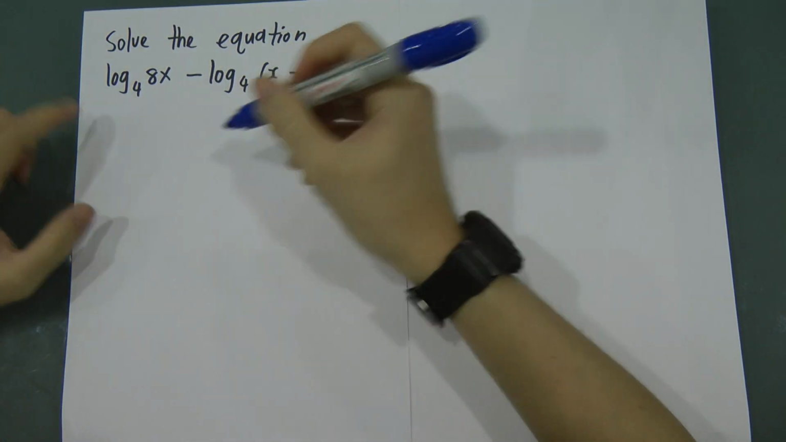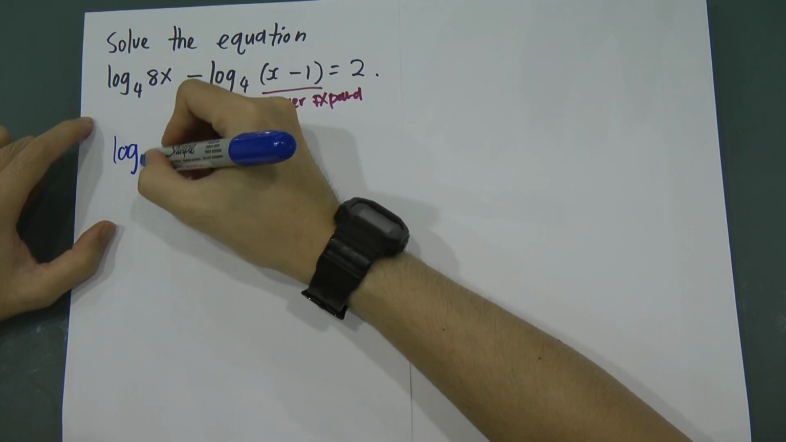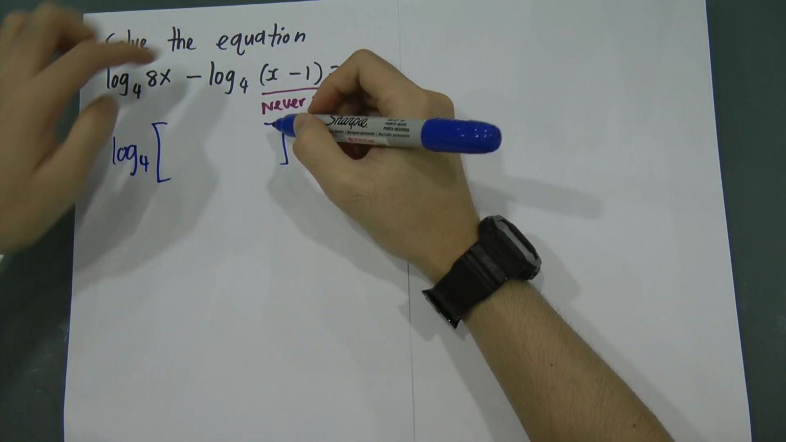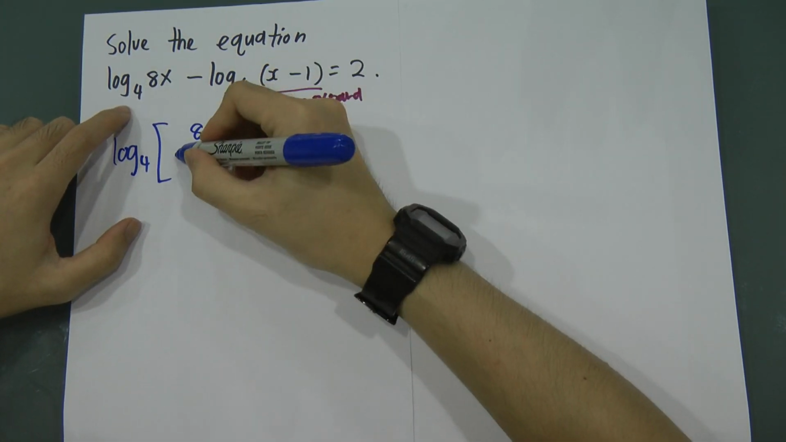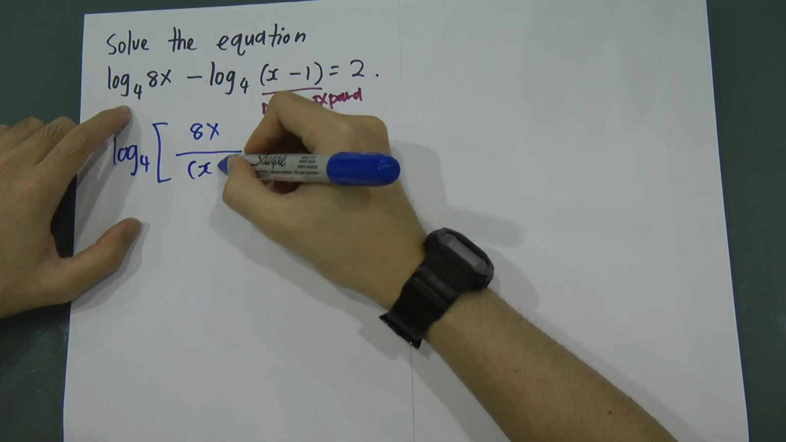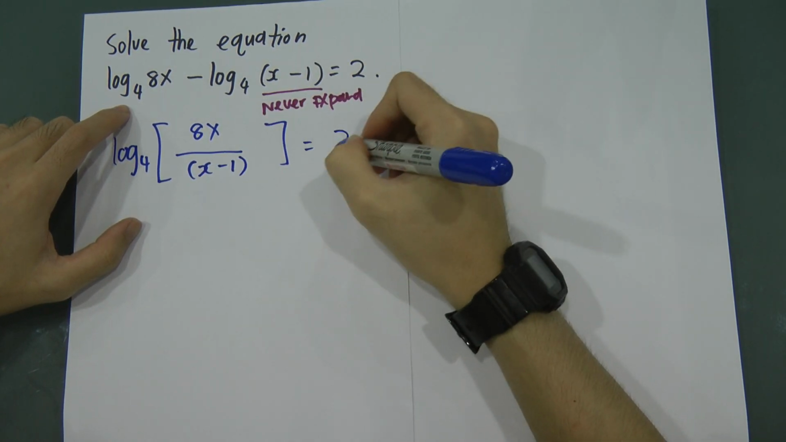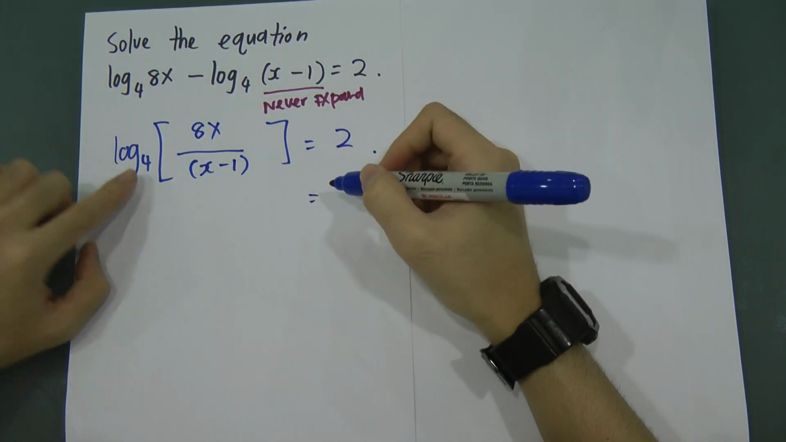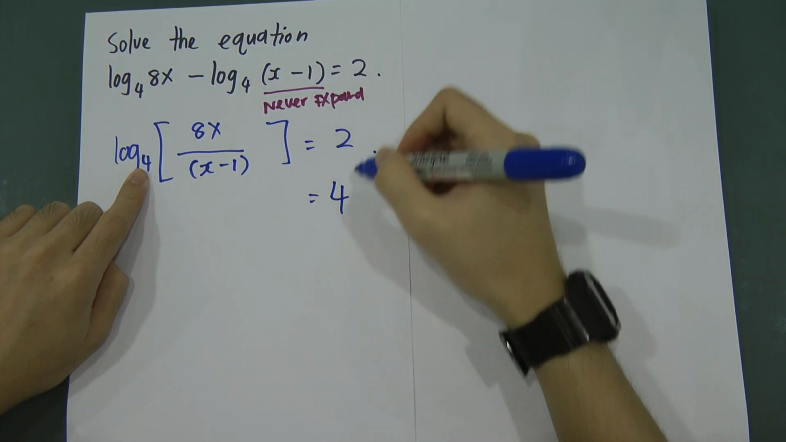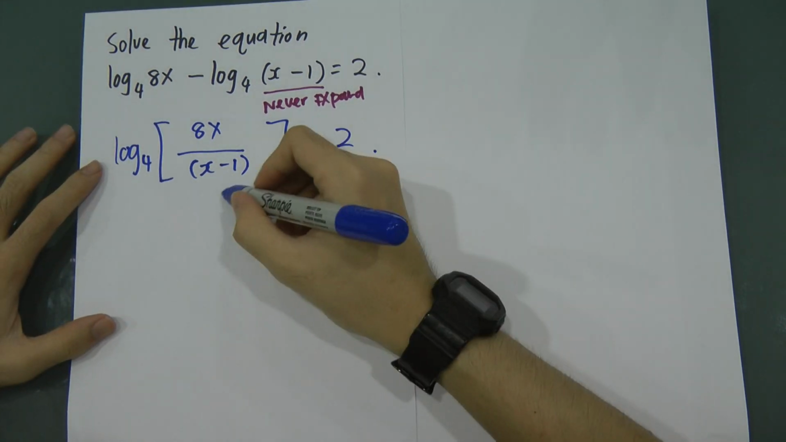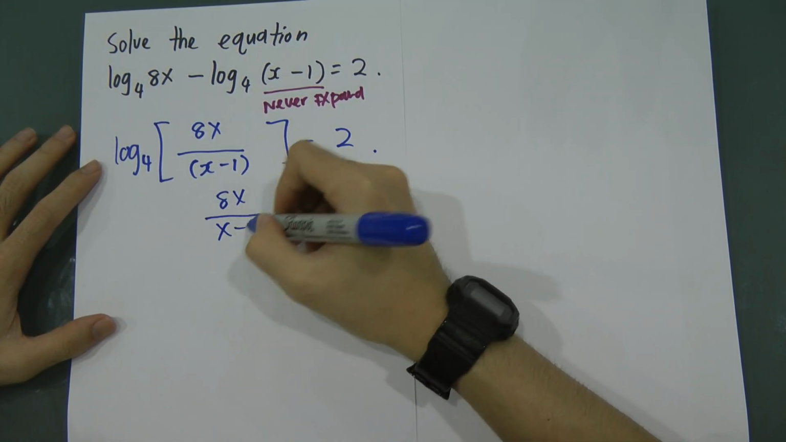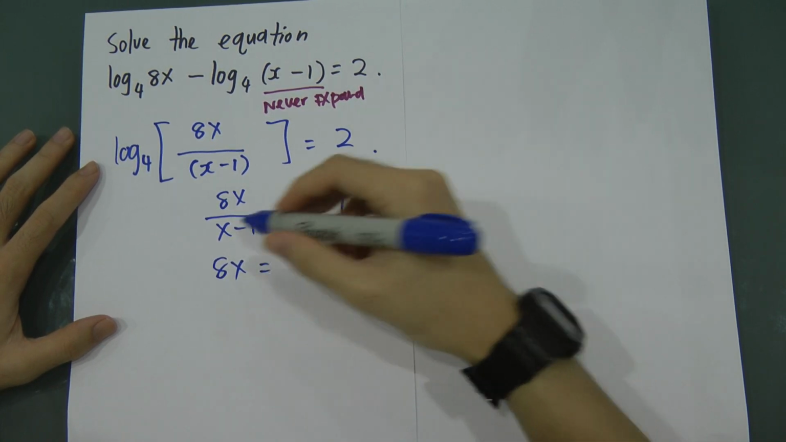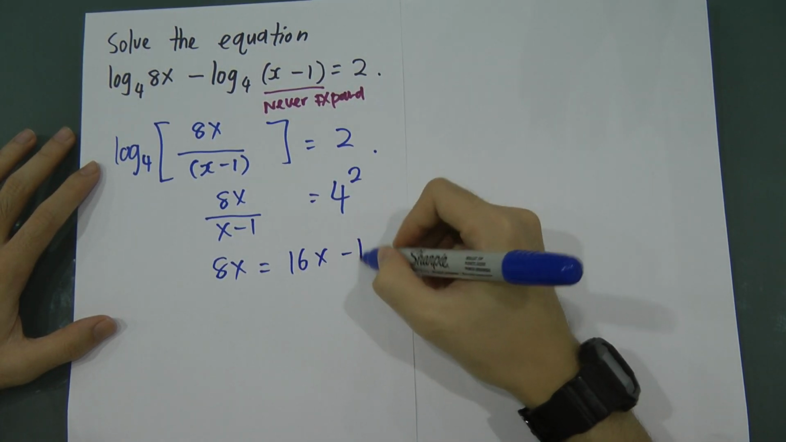So simple, we just factorize out log 4. Put a big bracket, and minus means divide. So x divided by x minus 1 equals to 2. Then move the log base 2 to the other side. The base will become the number, the number over here will become the power. So this is 8 x over x minus 1. Then just do the simple multiplication. This is 16, so it is 16x minus 16.